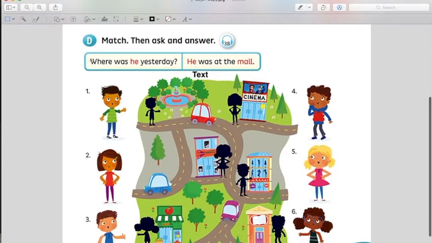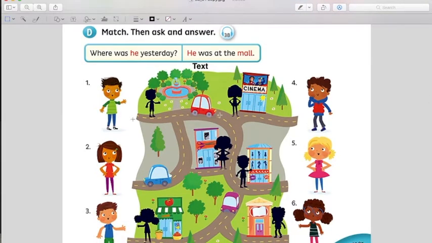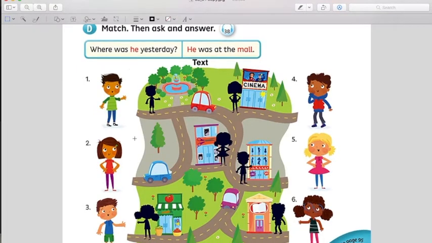So number one, where was he yesterday? So let's look for him. It looks like he is right here. He was at the mall. Let's look for this girl now. Where was she yesterday? So let's go ahead and follow along. I believe this is her. So she was at the movie theater, period.